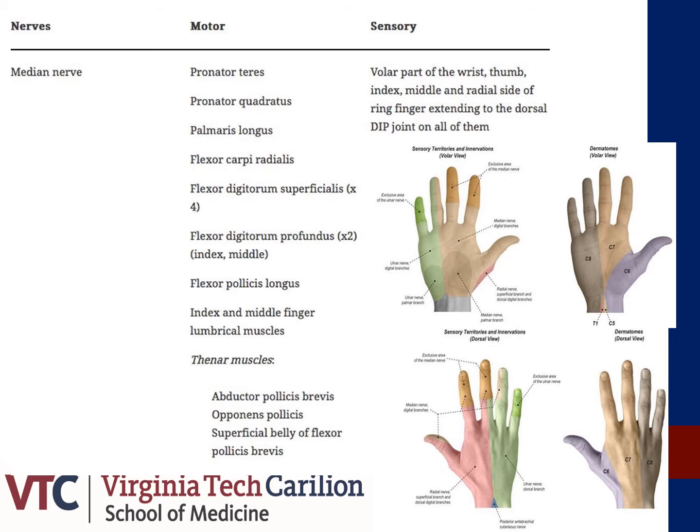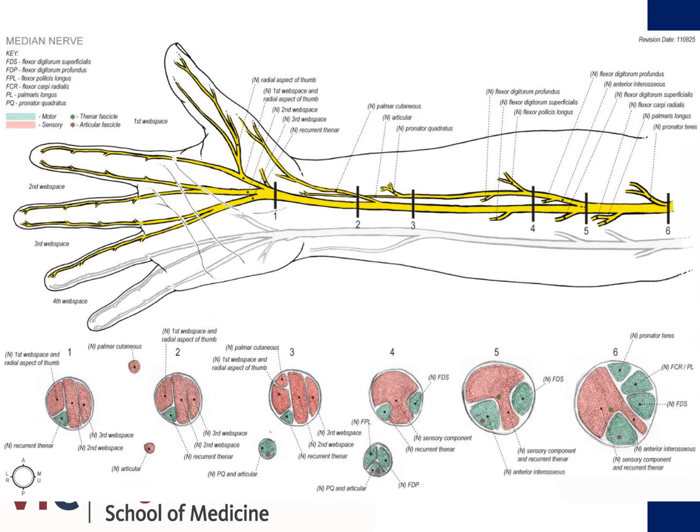This slide demonstrates the motor innervation of the median nerve and the associated sensory distribution of the median nerve, both utilizing words and visualization. I thought this was an interesting picture depicting the topographical arrangement of the median nerve as it progresses distally through the forearm and ultimately into the hand and fingers.